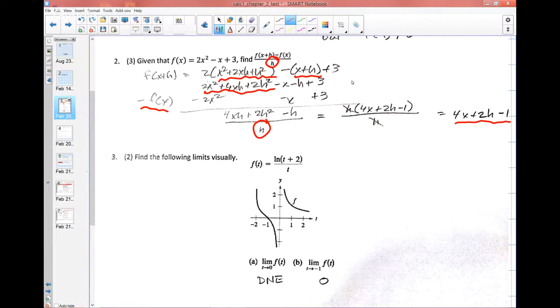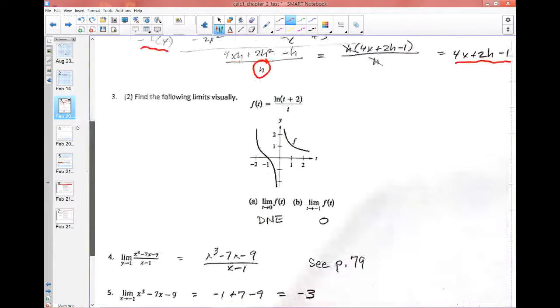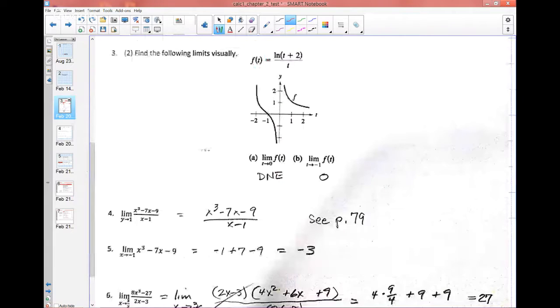Let's take a look at number 3. So here I was trying to get you guys to visually do some limits, so you didn't really have to do any calculating here, I was hoping. So in part A, you're looking at this graph and you're saying, what's the limit of that function as t approaches 0?